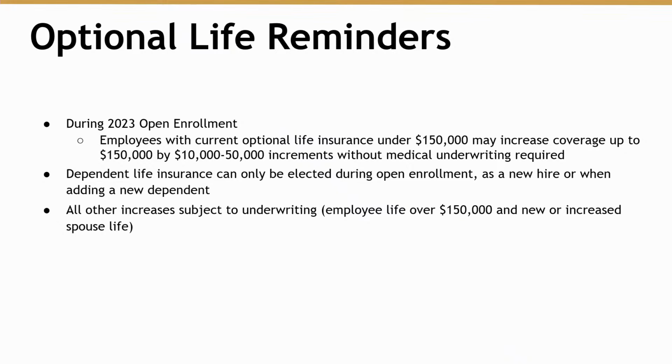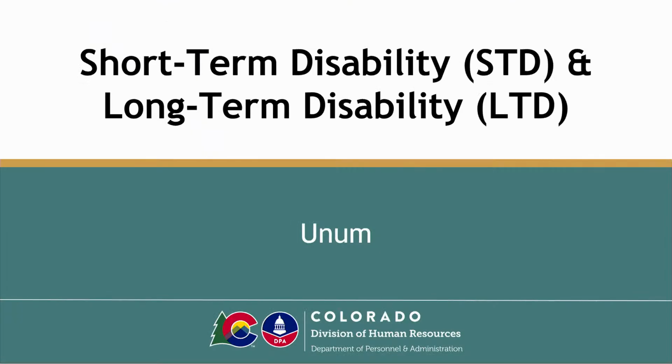Dependent life insurance can only be elected during open enrollment, when you're a new hire, or when you're adding a new dependent. If you don't have dependent life insurance, but you do have optional employee life, it's something to think about for 50 cents or $1 a month. Any other increases in employee or spouse life are subject to carrier approval, but they can be done at any time during the year because life insurance is a post-tax deduction.